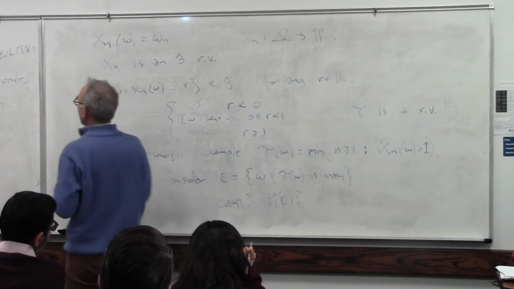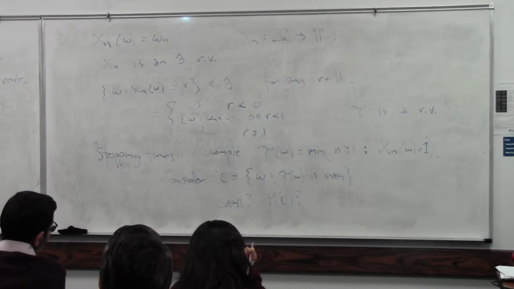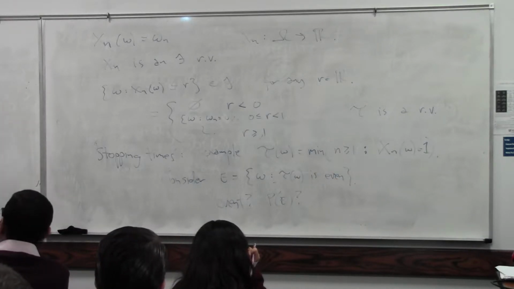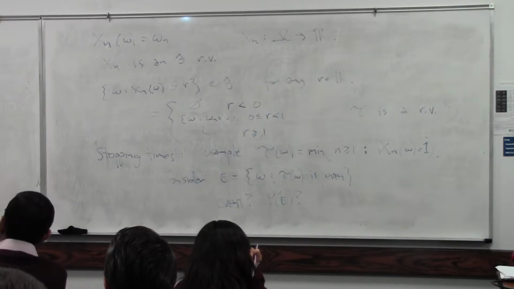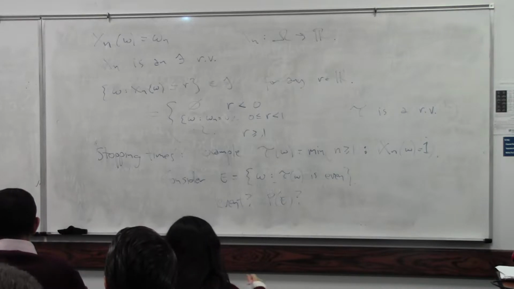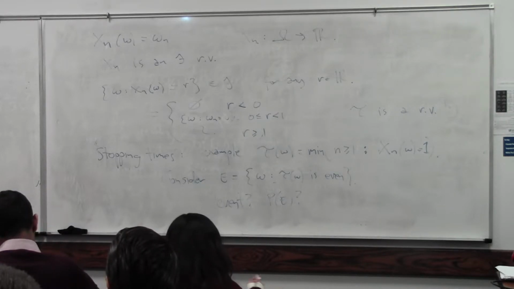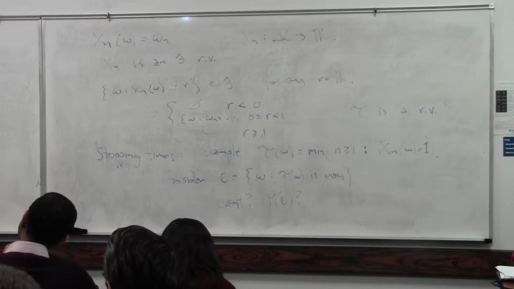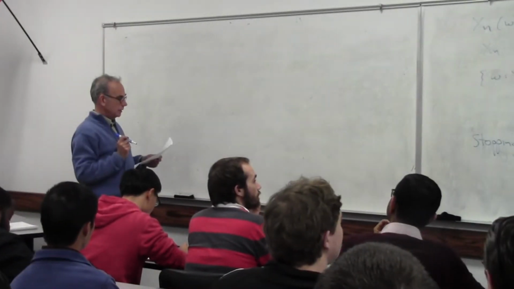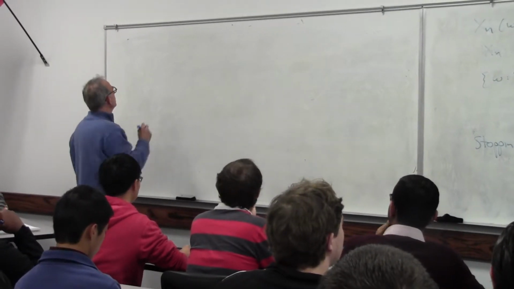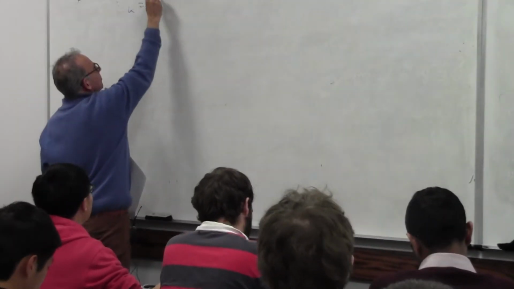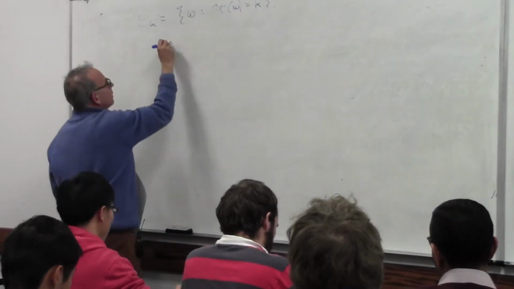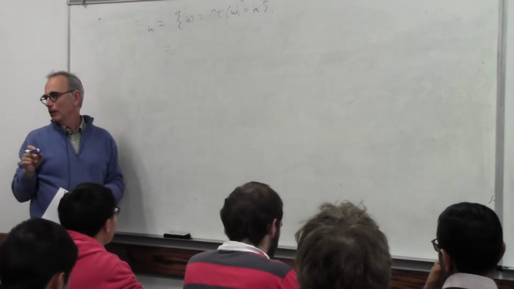So if we want to compute P of E, we're going to have to be able to write E as a disjoint union. So how are we going to do this? Let's introduce some more notation. Let E_k be equal to the set of omega such that tau of omega equals k. And what is that? It's the set of omega such that what?